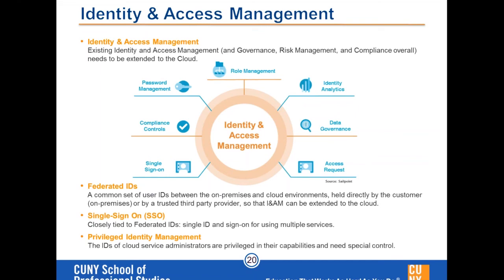So essentially, the identities of the people that you have on premises can be federated to the cloud so that the same authentication, authorization, and credentials are federated over to the cloud. So in terms of identity and access management, there's a number of components that we should be talking about. The first one is single sign-on, which is essentially on premises or on the cloud, but since it's federated, you'll have the same authorization against it. Compliance controls, whether it's on premises or on the cloud, need to be consistent.